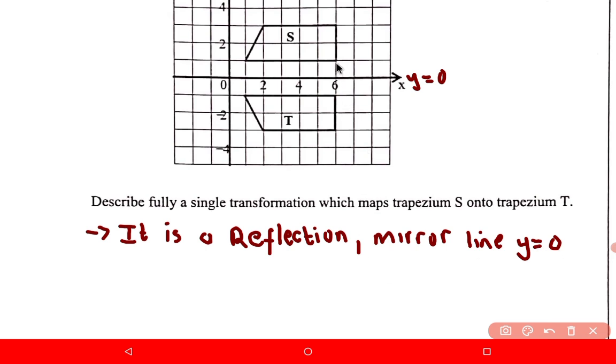We don't know which one is the object and which one is the image. But you see this point is a reflection of this point, also this point here, this point, that point, and that point. It was quite easy. Okay, so we go to the next question.